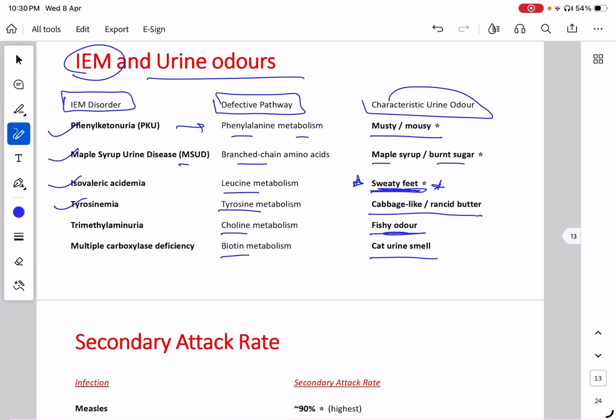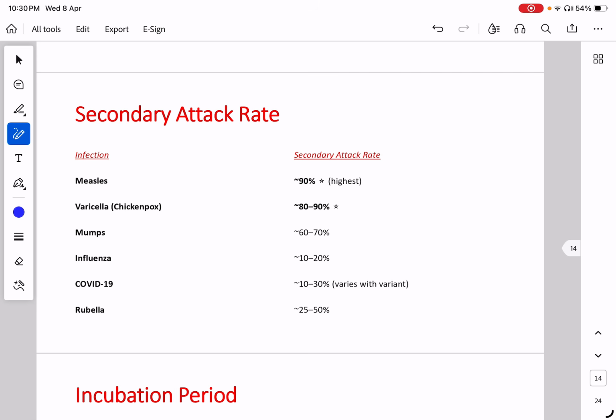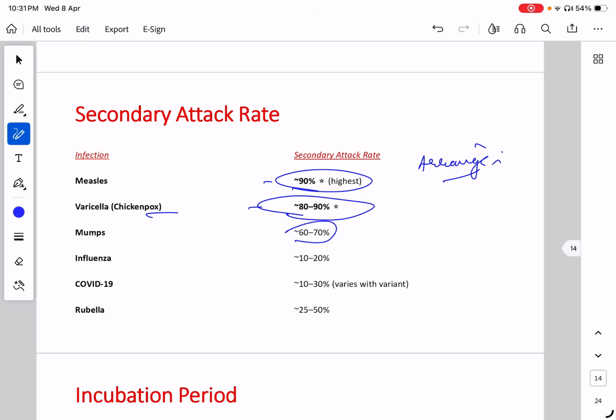Okay, these are important. Now secondary attack rates in case of viral infections: measles, highest secondary attack rate of 90%. Varicella or chickenpox, again very high, 80 to 90%. Sometimes a question can be asked to arrange these in ascending or descending order of secondary attack rates. So you should remember highest is measles, second highest is varicella or chickenpox, then mumps 60 to 70%, influenza 10 to 20%, COVID-19, because of the recent epidemic it can be asked, 10 to 30%, and rubella 25 to 50%. So remember measles, varicella, and mumps.